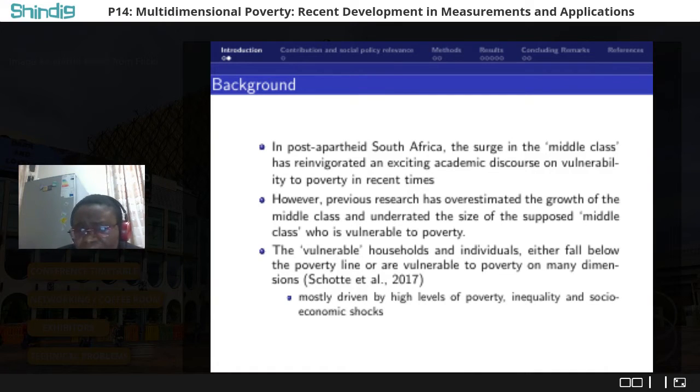However, previous research, sometimes they have found that most people that have been classified initially as poor now, you know, are now more vulnerable even to more chronic poverty. Can I have the next slide?